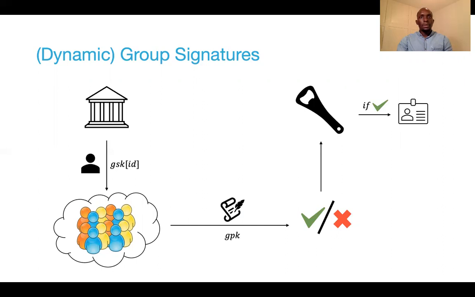Dynamic groups allow users to join at any time and are therefore more flexible than static ones. The rest of the presentation is only about dynamic group signature schemes.